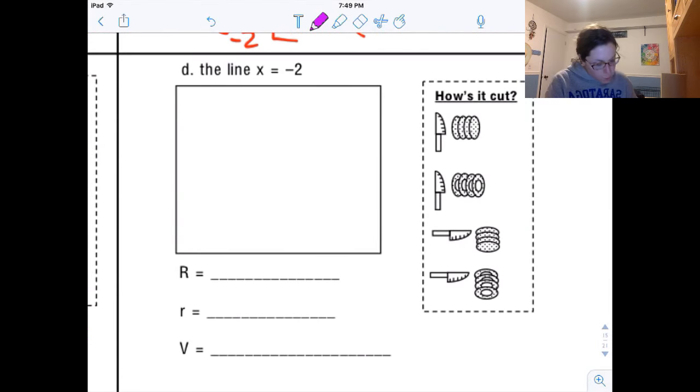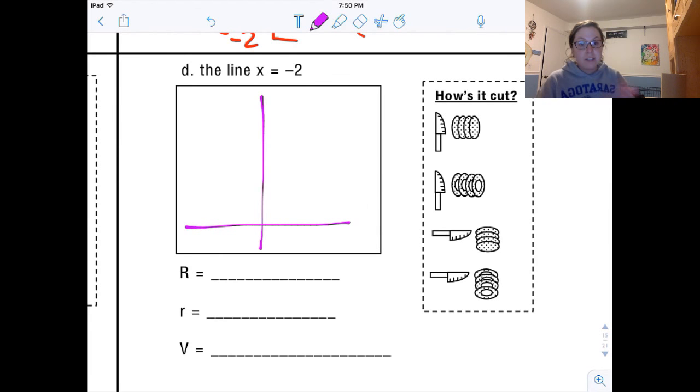All right, next one. Now we're going to go around a different region. So I'm doing the same exact, or a different line. Same region. It's still this right here, right? This is still -2. This is still +2.